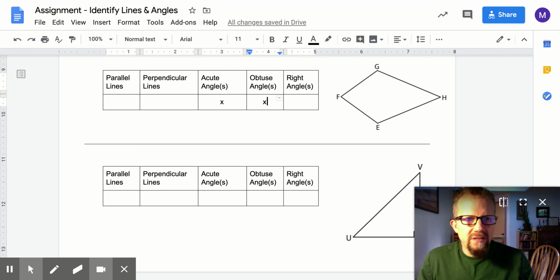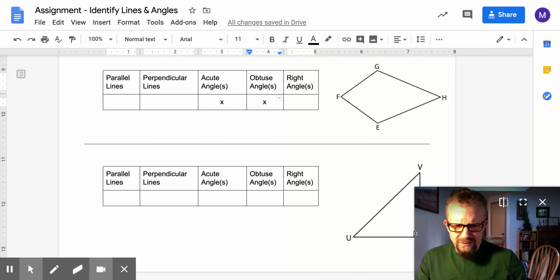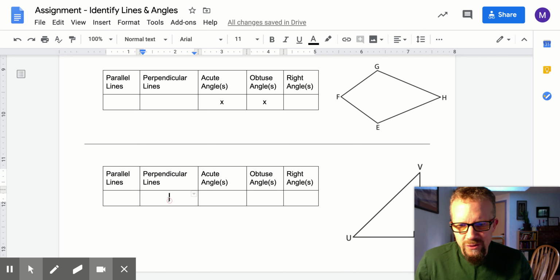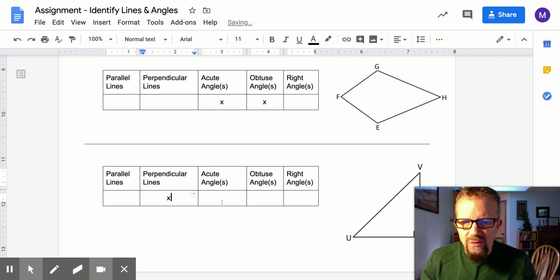Down here, this last one, this right triangle. You can't quite see the right triangle with my face there in the way. Well, there's a right triangle. You can see the corner right there. We don't have parallel lines. We do have two perpendicular lines. We do have acute angles at point U and point B. No obtuse angles, but there is a right angle because that's what makes it a right triangle.